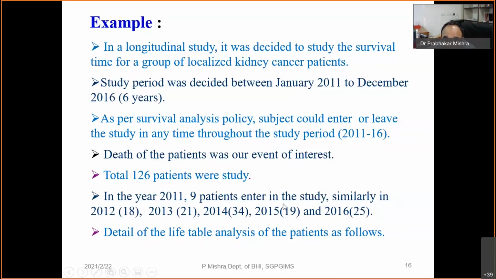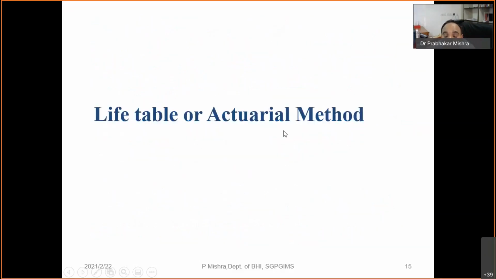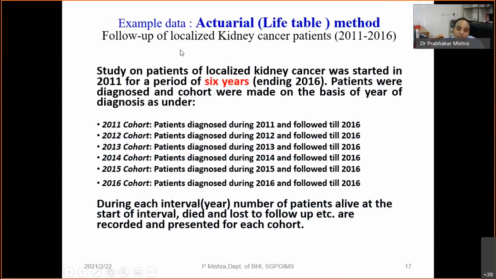Of these methods, we can discuss in detail the life table analysis of the patients, given as follows. Now see here the life table. This method was developed by an actuarial scientist, so it is also called the actuarial method. So, follow-up of localized kidney cancer patients, 2011 to 16. The study duration was 6 years, 11 to 16.